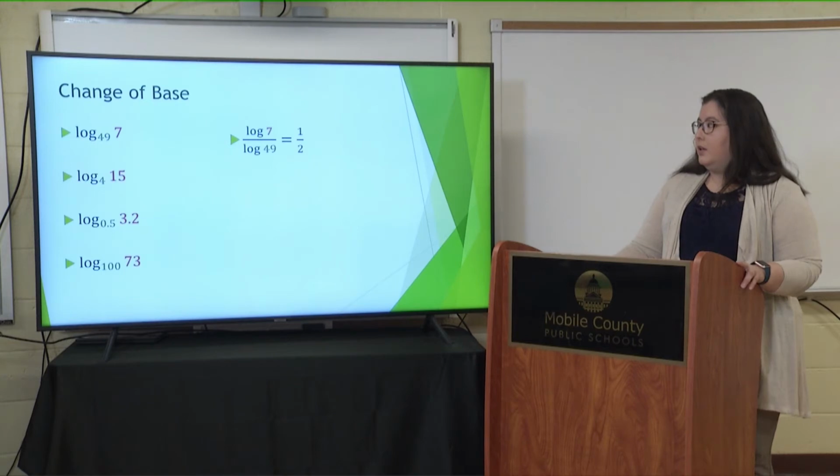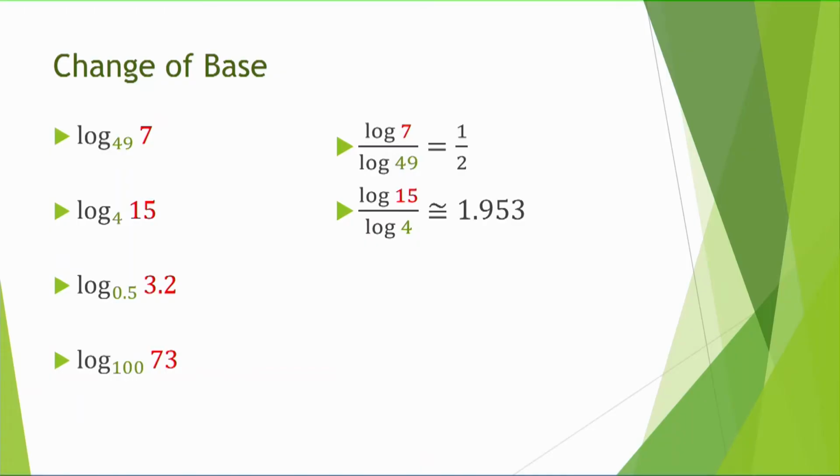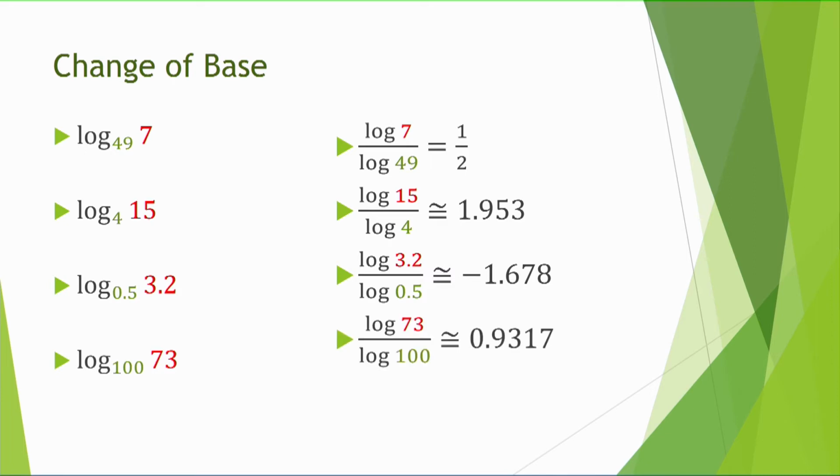Right? So you should get approximately 1.95 for log base 4 of 15, or the log base 10 of 15 over log base 10 of 4. All right. You can also get negative answers, which we talked about before. You can still get them when you're dividing. Right? And then we have log 73 divided by log of 100.